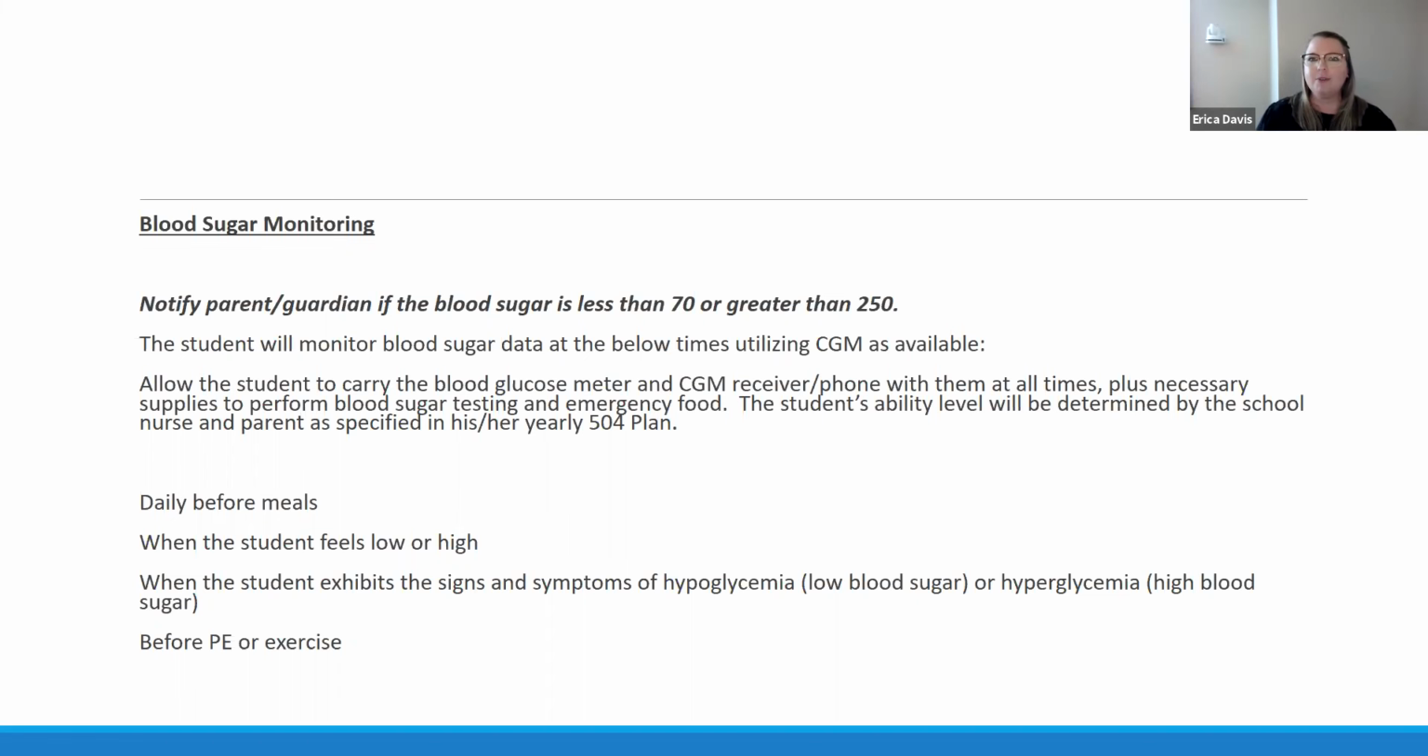So when do we want the child to check their blood sugar? We've outlined this in this slide that you'll see. So daily before meals, when the child or student feels low or high, or if a teacher or other school personnel, school nurse is noticing that they have maybe a personality shift, or maybe they're really sleepy and we're concerned about them, and they're exhibiting those signs of high or low blood sugar, then we want to check that blood sugar. And then before PE or exercise.